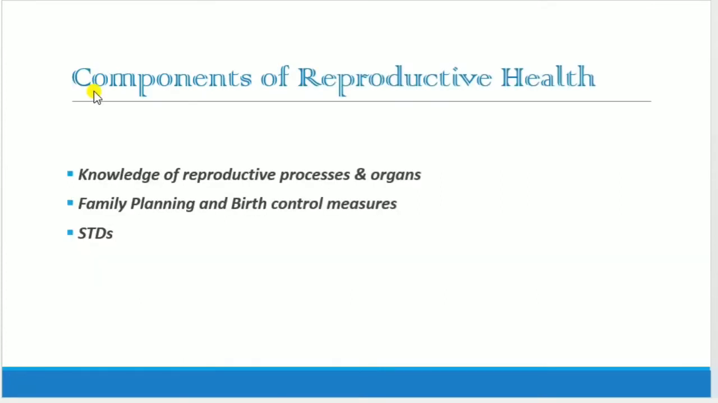Now let's see the components of reproductive health. There are basically three components of reproductive health. These components are basically to ensure good reproductive health. If we want to have good reproductive health, we need to have knowledge of reproductive processes and organs. We need to have information about family planning and all kinds of birth control measures. We need to know what STDs, sexually transmitted diseases, are. If we have knowledge about all these things, then it ensures that we can have good reproductive health.